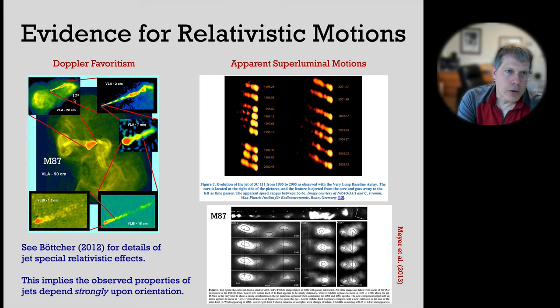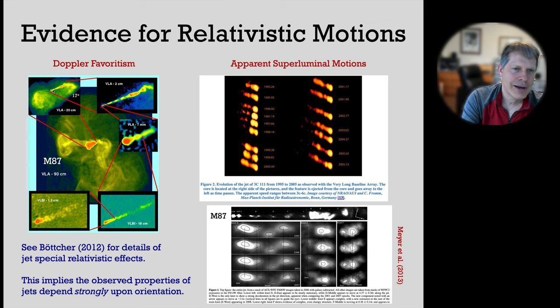Relativistic particles, of course, tend to beam their emission in their direction of motion. If you want to read in more detail about this type of effect, I refer you to this review article by Boettcher, 2012, which has a nice discussion of jet special relativistic effects. But essentially, this jet is more coming toward us than the jet on the other side. In fact, this jet on this side still isn't especially coming toward us. It still is inclined by about 17 degrees from our line of sight.